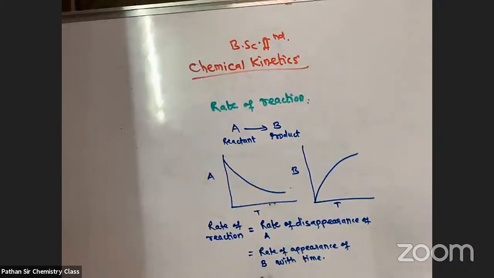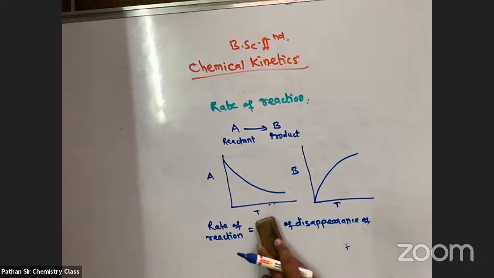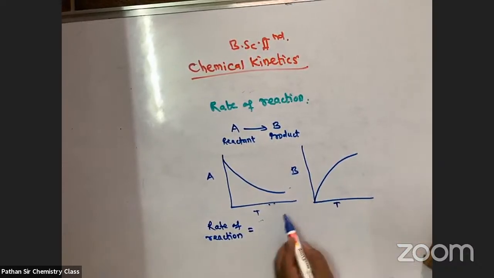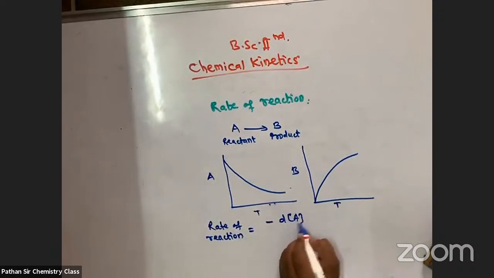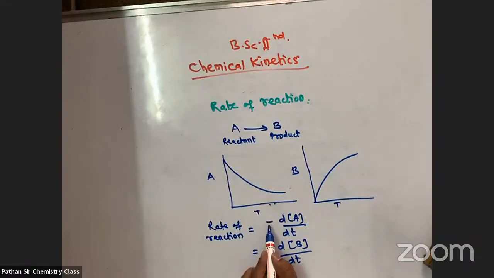Okay, mathematically we can give rate of reaction in terms of the reactant as rate of reaction is equal to minus dA upon dt, and in terms of product it is given as plus dB upon dt. Okay, now see here negative sign is shown for reactant and the positive sign is shown for product.